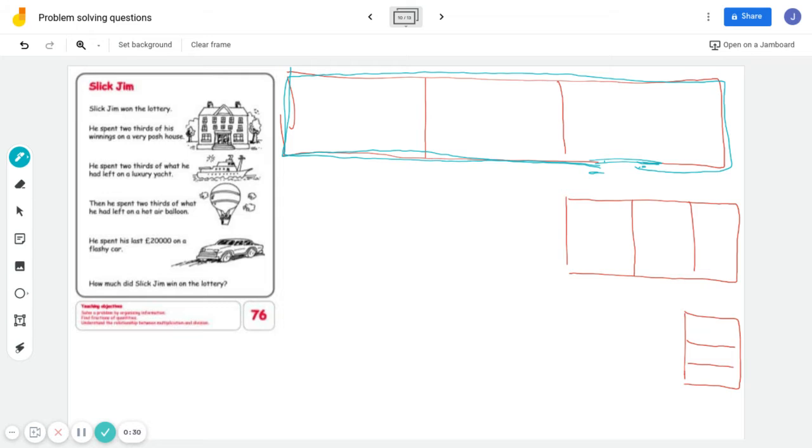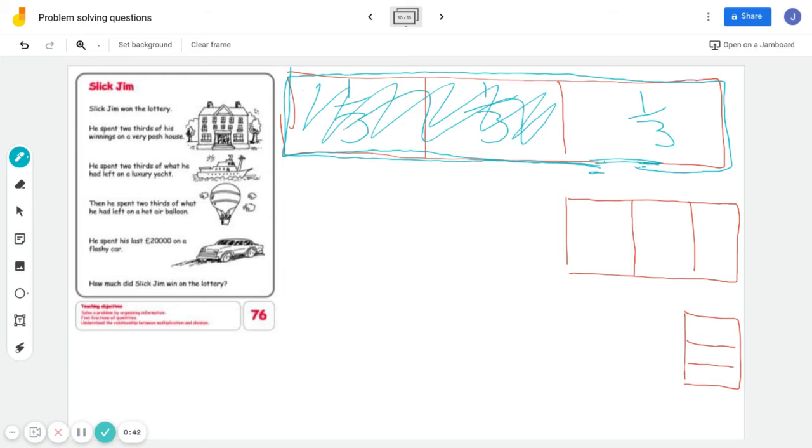So first, he got this winning, and if we divide this winning into 3, or another way to say that, into thirds, these are each 1/3. This tells us he spent 2/3 on a very posh house. So I scratch those 2/3 out because that's how much he spent on a posh house. Then 1/3 was left over. From the money that was left over, that's what I drew this big block over here with.